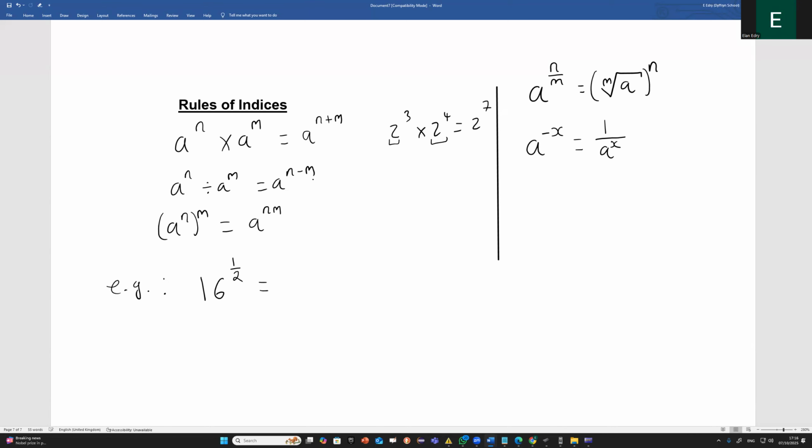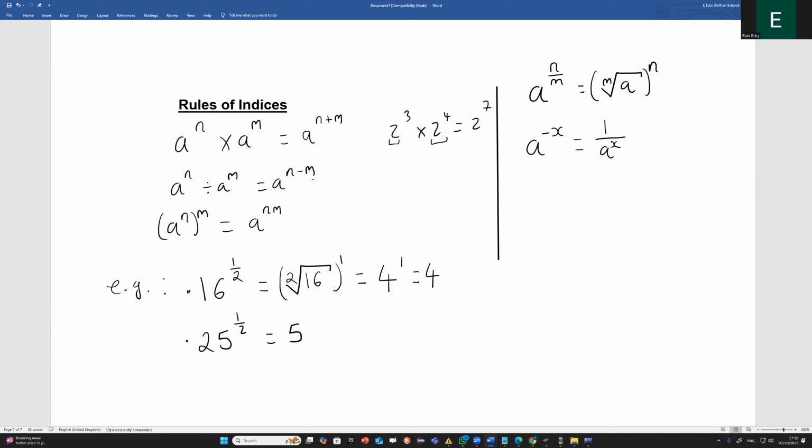That would be the second root of 16, which is just the square root, and then all to the power of 1, which just leaves it the same. So what is that going to be? The second root is just the square root. So what's that going to be? The square root of 16 is 4. So it's just 4 to the power of 1, which is just 4. So a power of a half is a square root. So if I had 25 to the half, that would be 5.